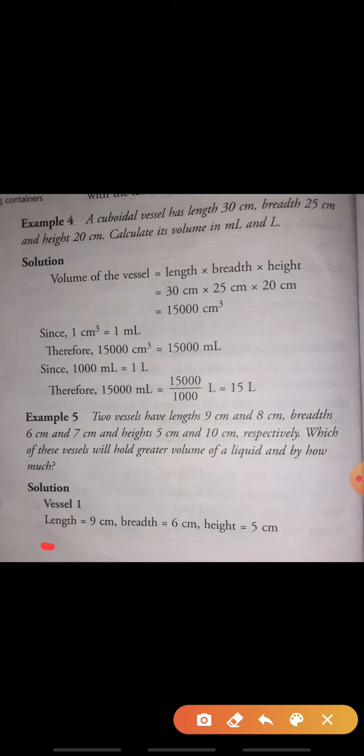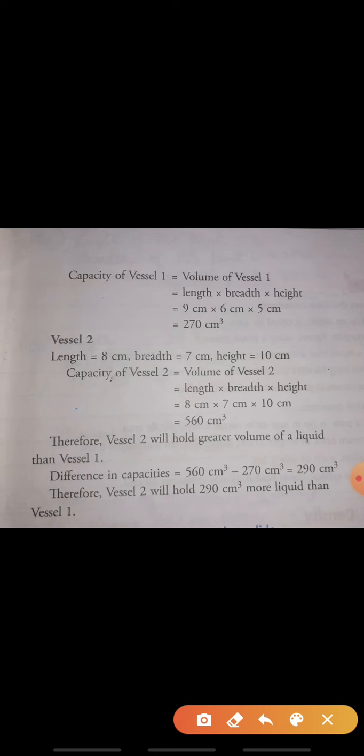So vessel 1, length this much. Then we will count the capacity of vessel 1: length into breadth into height. This is for a cuboidal vessel, and you will apply it here also. When you multiply this length, breadth and height, you will get 270 cubic centimeter. Then you have to apply the same for vessel 2 also. You will write the length, breadth and height and multiply it. You will get the answer 560 centimeter cube.